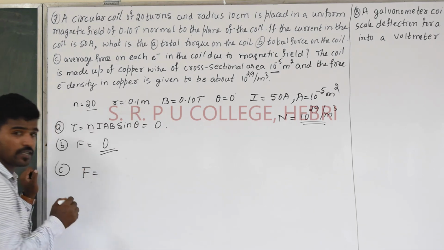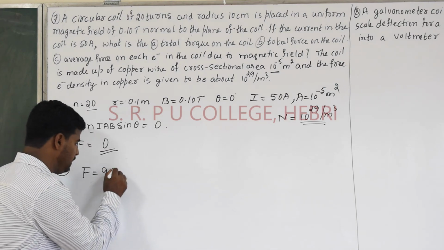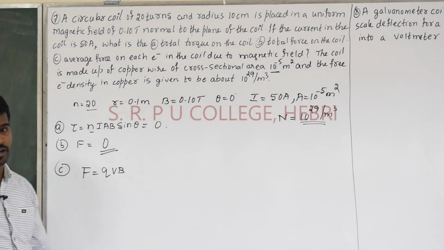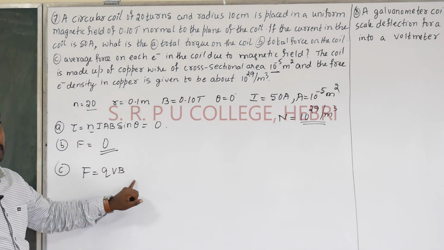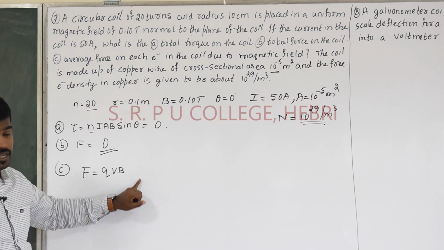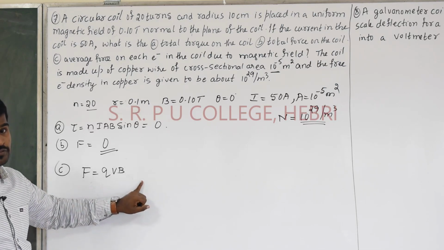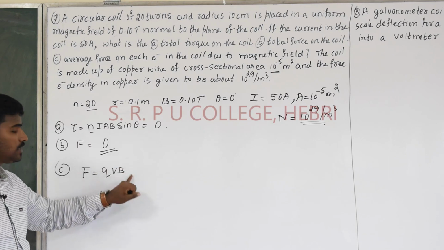That will be F is equal to QVB sin theta. Therefore, F is equal to QVB. In that theta is not equal to 0 degree. In that theta is taken as 90 degree, their perpendicular component. Therefore, sin 90 will be 1.